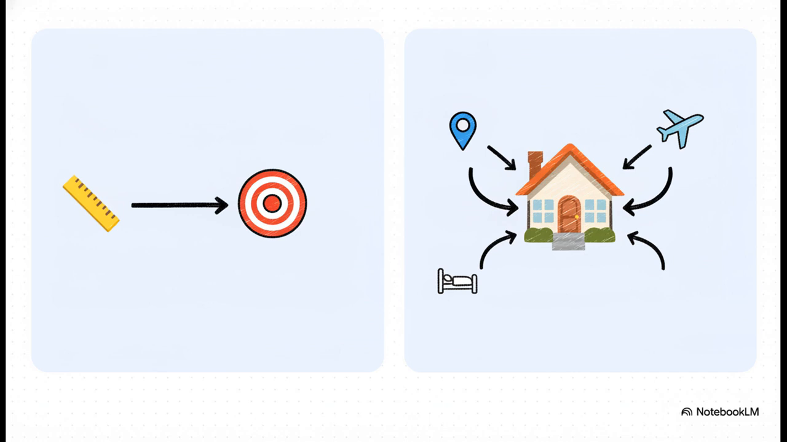Think about predicting a house price. You wouldn't just look at square footage. You'd factor in the location, the number of bedrooms, maybe the distance to the airport. The algorithm actually scales up to handle all of these multiple inputs simultaneously to find the best fit.